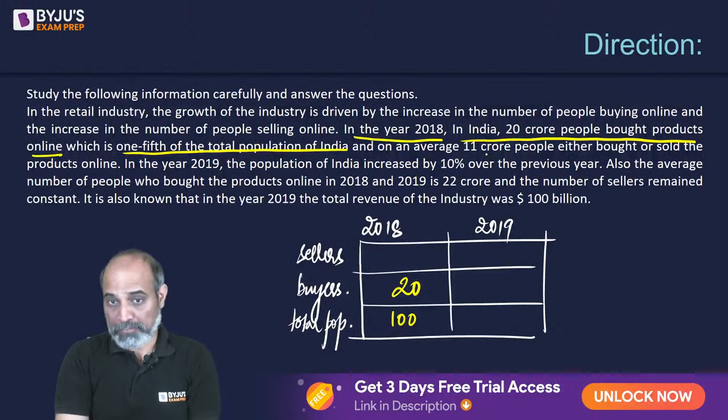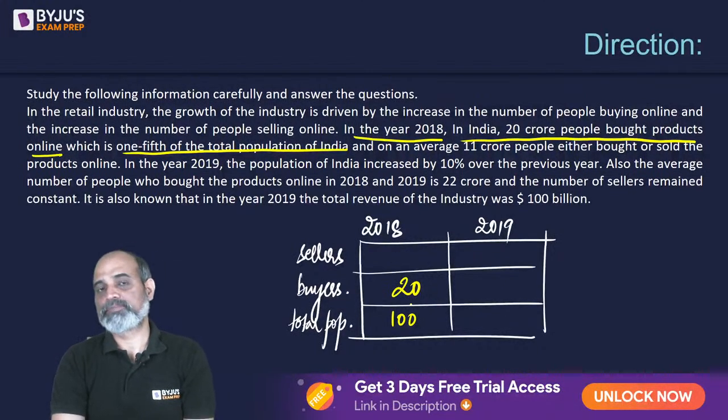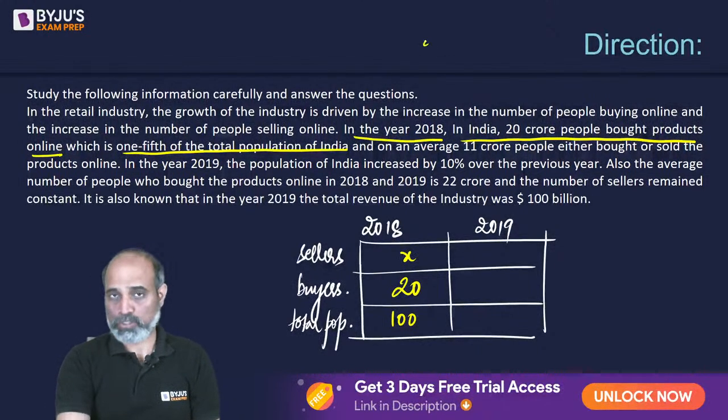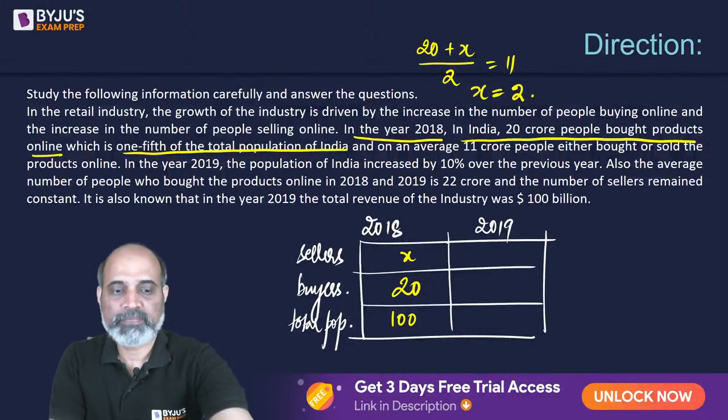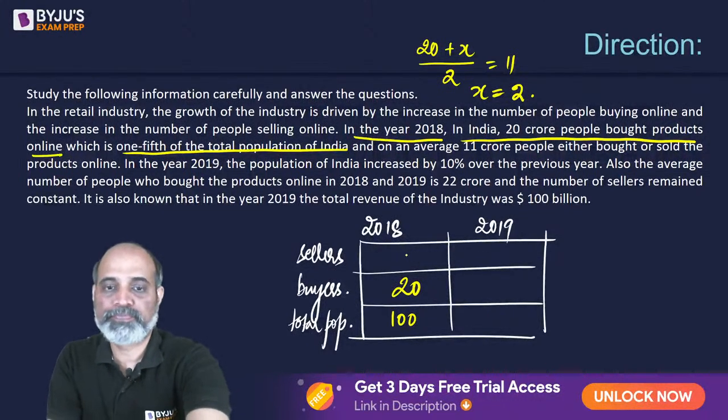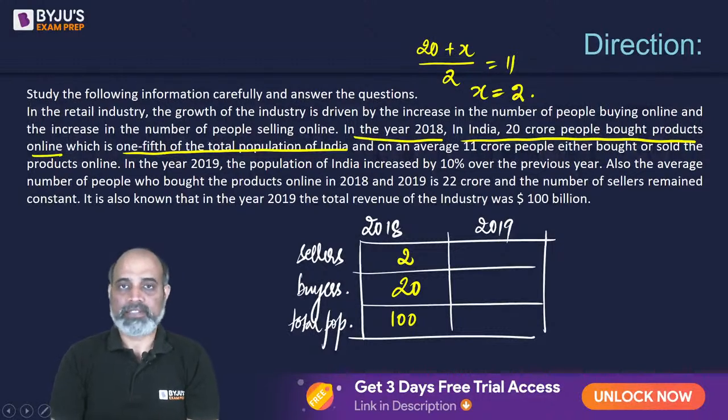And on average, 11 crore people either bought or sold the products online. On an average, if 11 crore people bought the products and sold the products online, as per the question, we are saying (20 + x) divided by 2 is 11. If you solve this, you will get the value of x as 2. That means there were 2 crore sellers present in the year 2018.